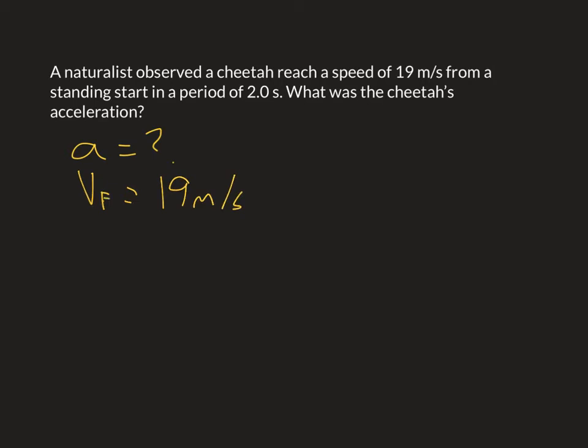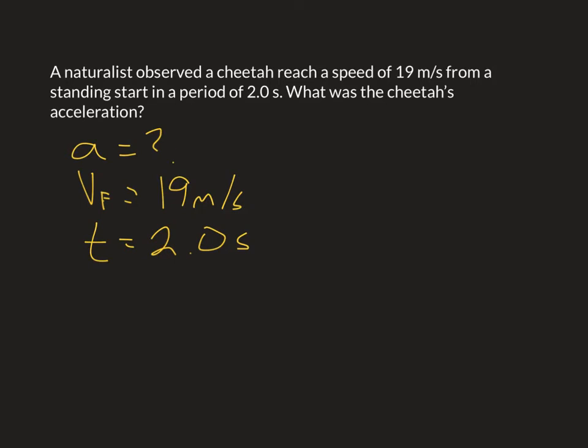Next, it says it did that in a time of 2 seconds. The time is the easy one. So our time is 2.0 seconds. And then you might think, okay, but it's not telling us its initial velocity, because those are the only two numbers in this problem, that 19 and that 2.